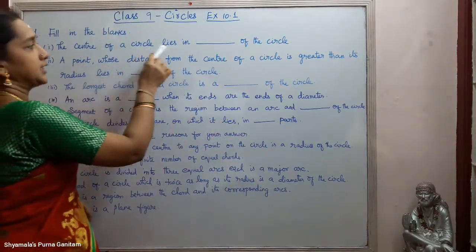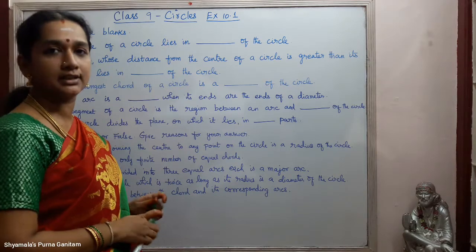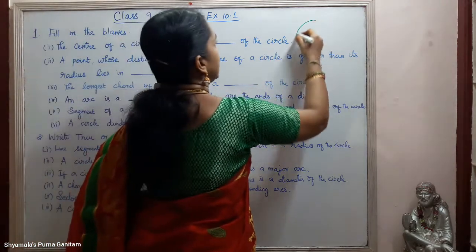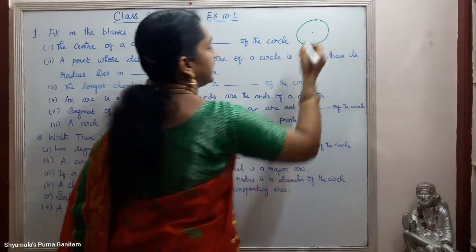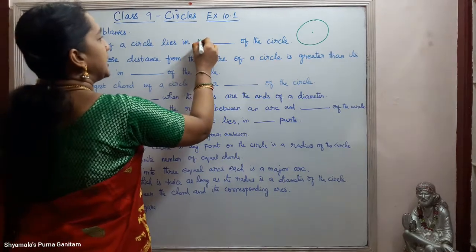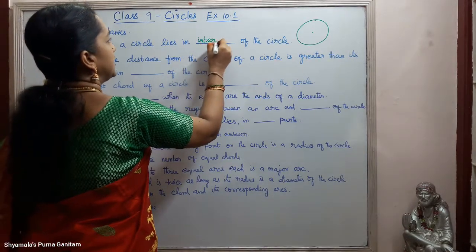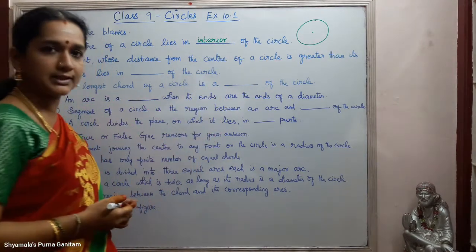The center of a circle lies in dash of a circle. How will be the center of the circle? A circle is there. The center will be in the interior of the circle.